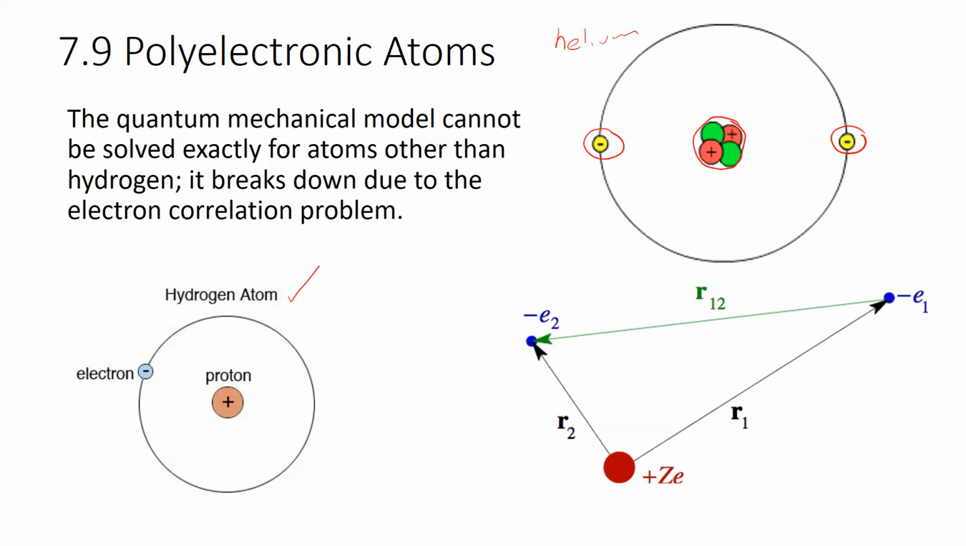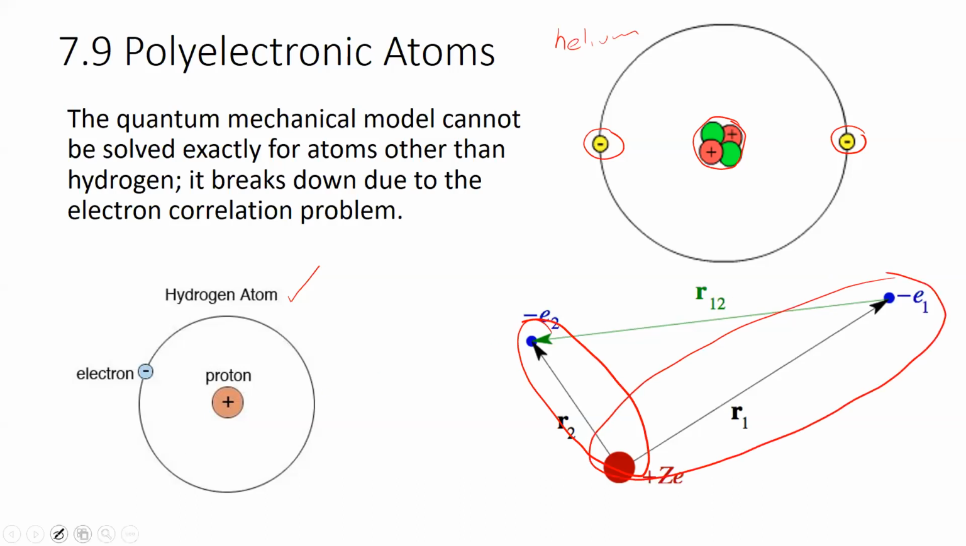It's called a three-body problem. You've got attractions between the nucleus and the electrons. There's an attraction between the nucleus and one electron, and the nucleus and the other electron, okay? There are attractions there. However, between the two electrons, you have repulsions.